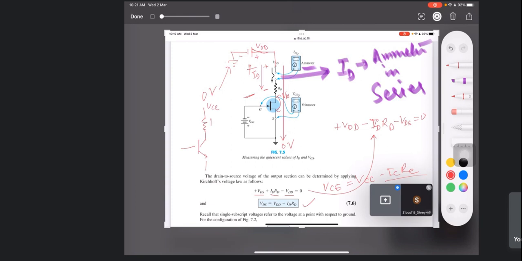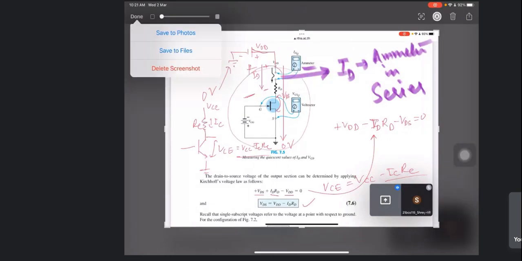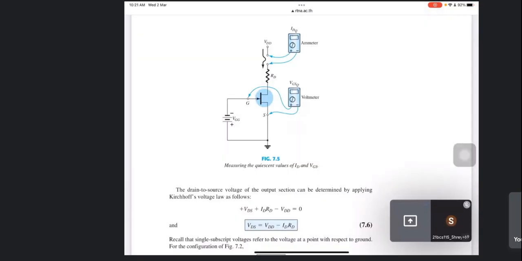This is VCC, this is ICRC. So VCE is nothing but VCC minus ICRC. That's it. Okay. So this is about the fixed biasing technique.